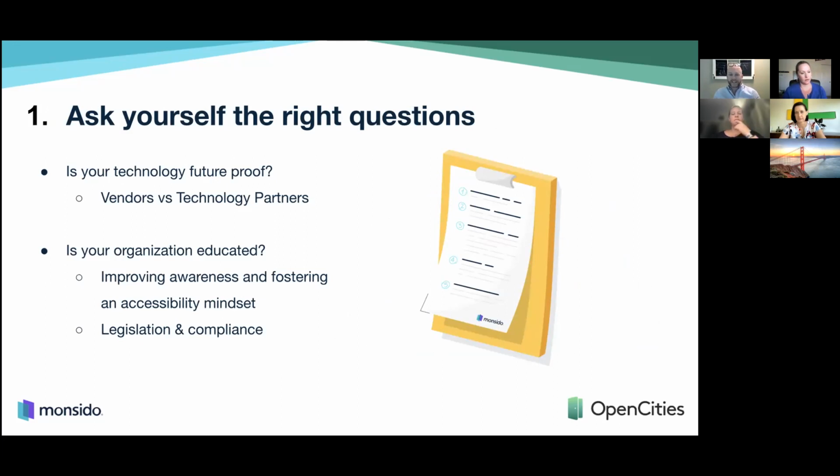Is your organization educated? Anissa talked about those ongoing trainings that she does with the content editors to make sure that as accessibility guidelines change, as maybe they're not in the platform as much and they forget about all of the ways to make content accessible, what type of education and ongoing education are you doing through the organization? And also, what are the legal implications that you may have if you don't have an accessible or equitable experience?